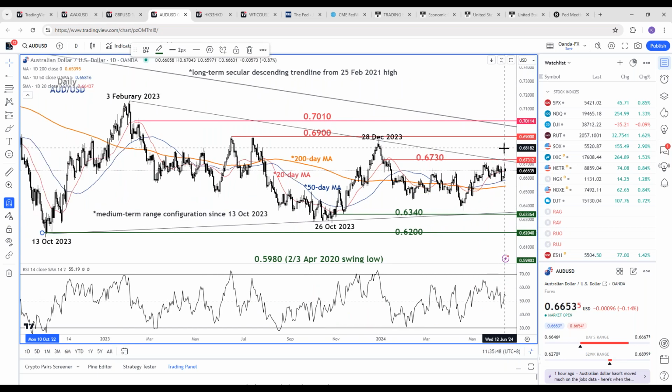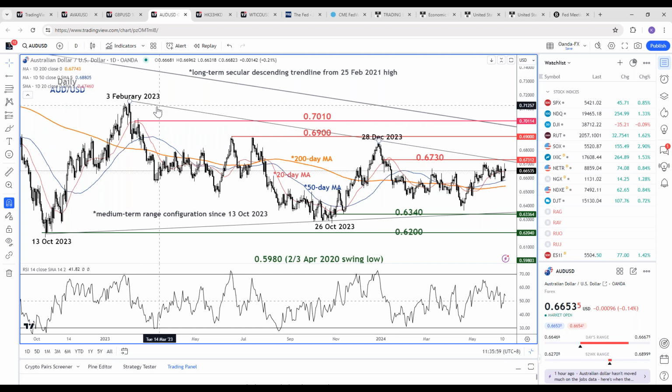Why? Because this resistance represents this descending trend line that has been capping previous rebounds since 3rd of February. And this is the upper limit of that symmetrical triangle range configuration. You could see that since the 13th October low, it's been trapped by this descending trend line and ascending trend line, which give rise to our medium-term symmetrical triangle range configuration. All right, so that's for the Aussie dollar.